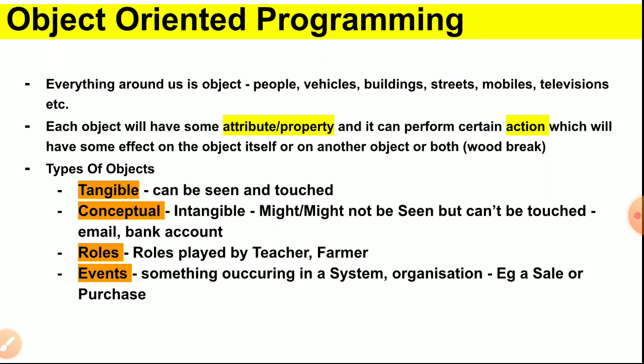For example, let's say you went to a shop to purchase something. There will be two events taking place. From the point of view of the shopkeeper, he is selling something, so a sale will happen. And from the customer's point of view, the customer is purchasing something, so there is a purchase event. This is known as events type of objects.